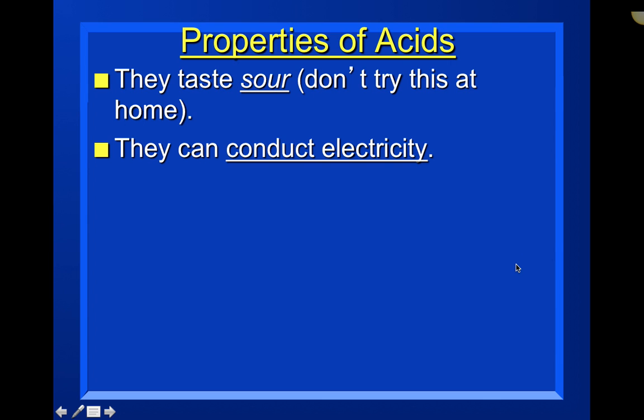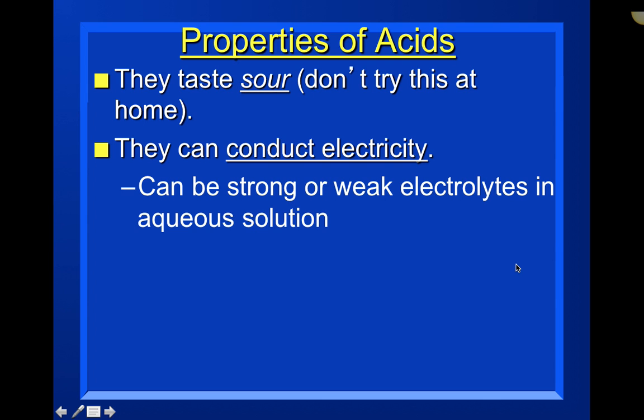They can conduct electricity, making them electrolytes. If they conduct electricity strongly, they're strong electrolytes. You might remember we used a little apparatus with a light bulb. If it barely lights the light bulb, then it would be a weak electrolyte.